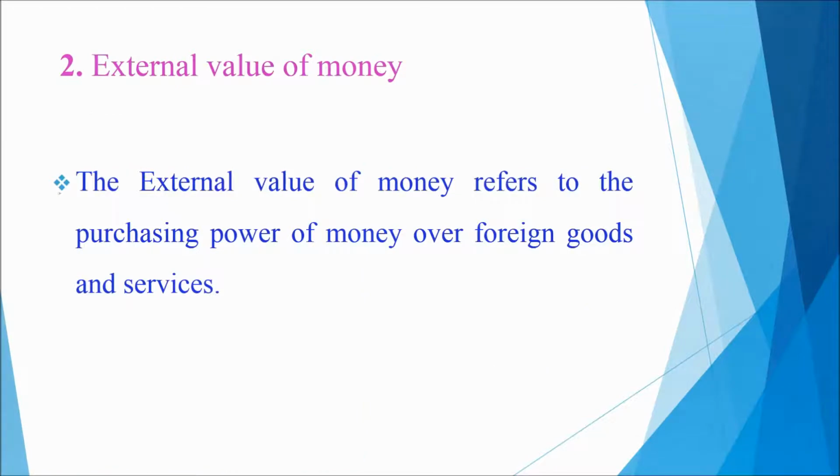The second one is external value of money. The external value of money refers to the purchasing power of money over foreign goods and services. So here external means outside the country. In other words, purchasing the foreign goods.